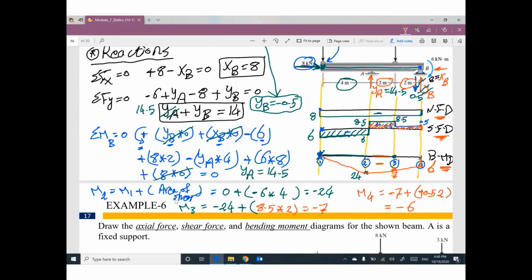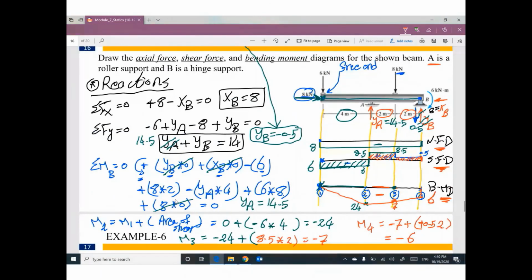For your information, if you are looking for any value at any point, for this point, for example, you can go down like this. So this value is the value of normal. This value is the value of shear. This value is the value of moment. So I can figure out the values of internal forces at any point through this. Okay?